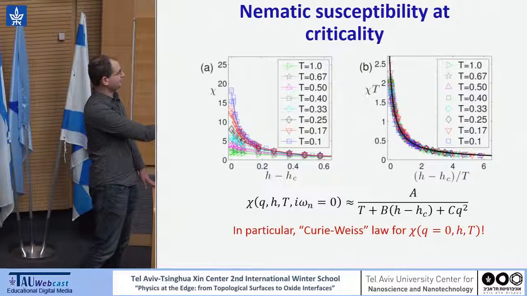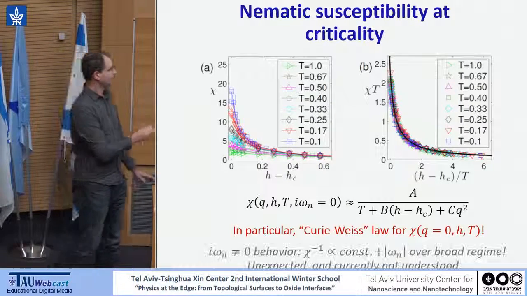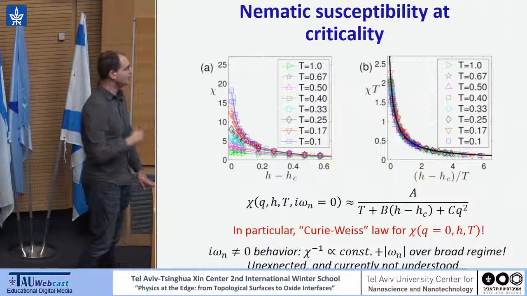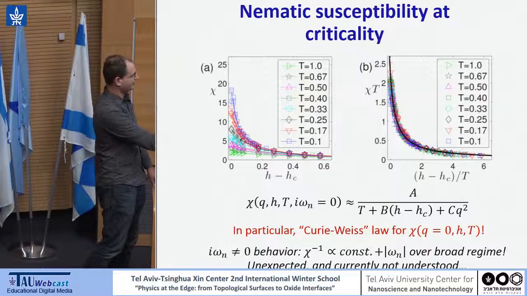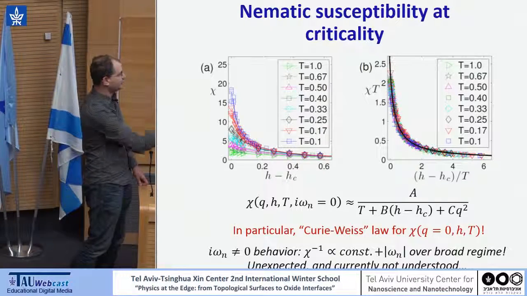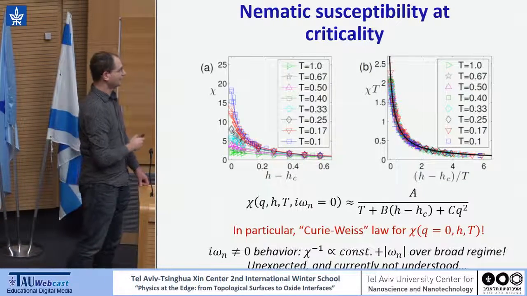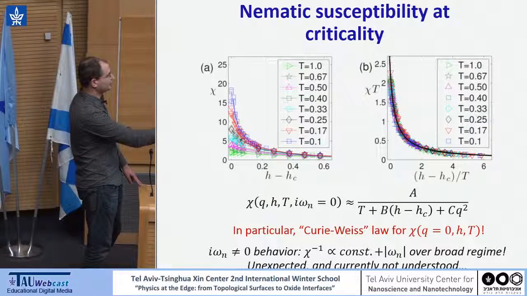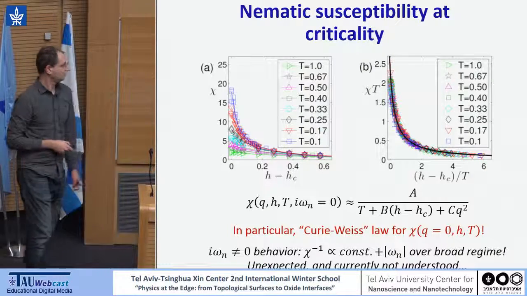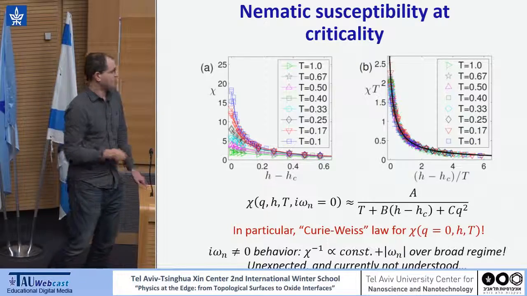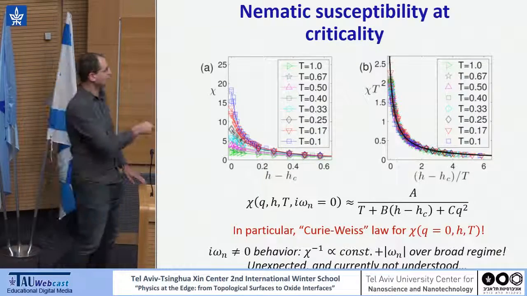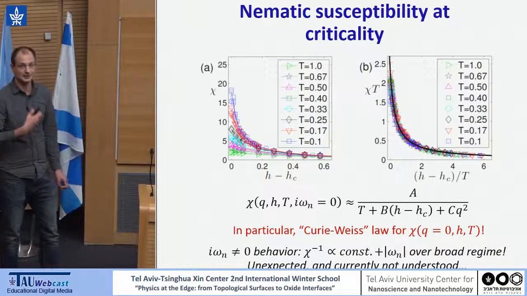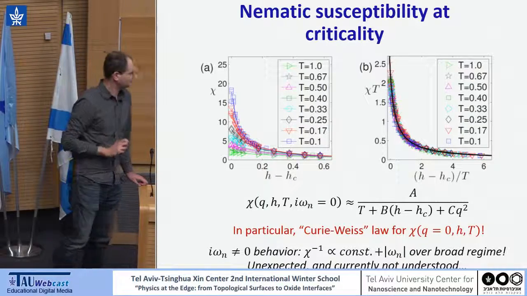We also have some data as a function of omega. If you look at chi as a function of q, omega, T and h, you get a pretty good agreement with this form. I've not shown that here. This is something that we still don't understand. Chi inverse seems to go over a broad range like a constant plus mod omega, which is a surprise. Most of the conventional theories give you a mod omega over q here. That's Landau damping. This is something that we still don't understand.